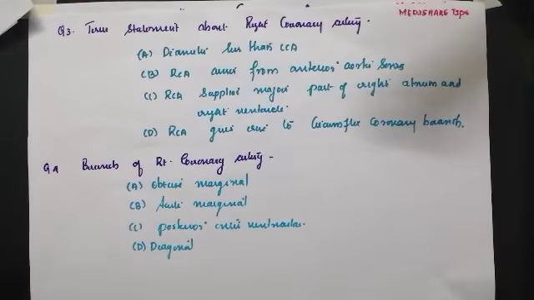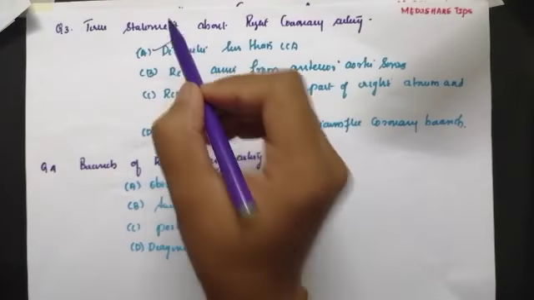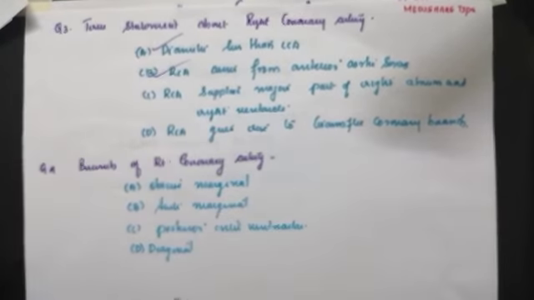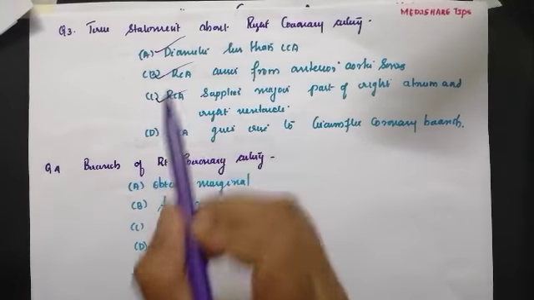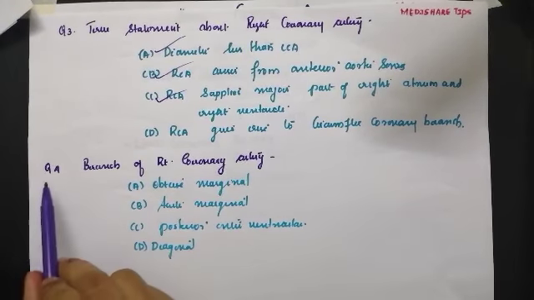And question number 3. True statement about the right coronary artery. Here there is more than one correct option. Diameter less than the left coronary artery, that is true. It arises from the anterior aortic sinus, that is true. It supplies a major part of the right atrium and right ventricle, it is correct. And option D, it doesn't give rise to the circumflex branch. The circumflex coronary branch is a branch of the left coronary artery.